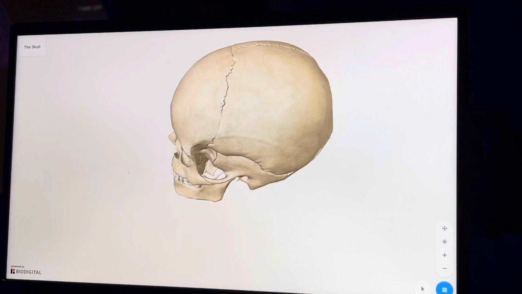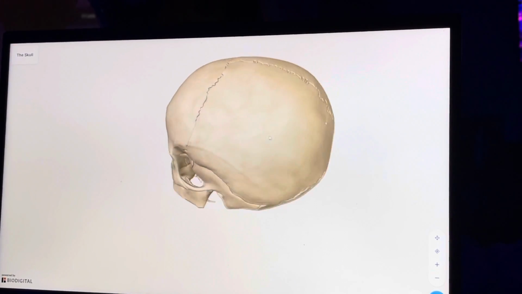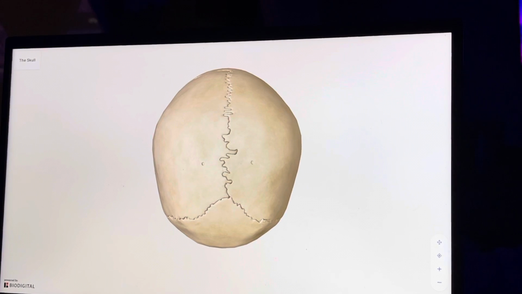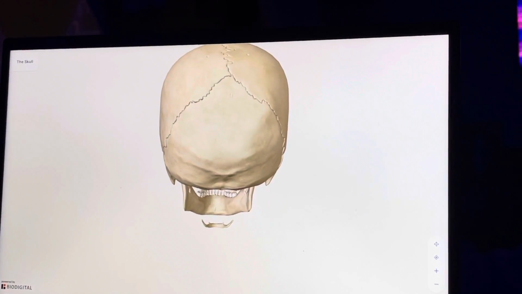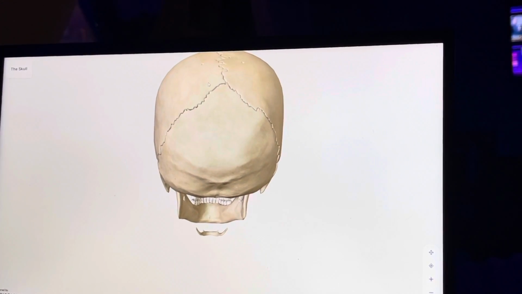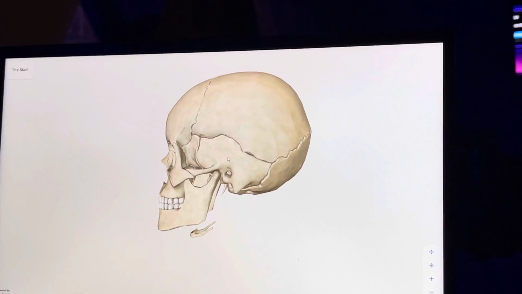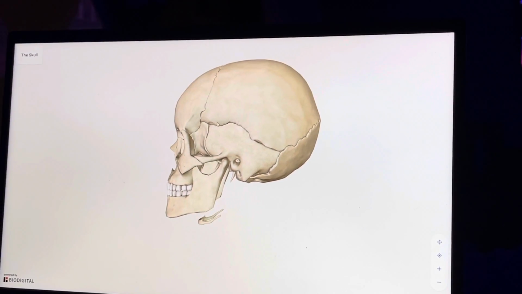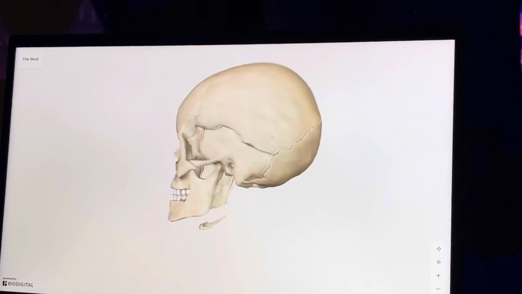So this is the coronal suture, which attaches the front and parietal bones together. We have the sagittal suture right here, which connects the two parietal bones. The lambdoid suture right here, which connects the parietal bones and the occipital bone right there. And then we also have the squamosal suture right here, which connects the temporal bone and the parietal bone.